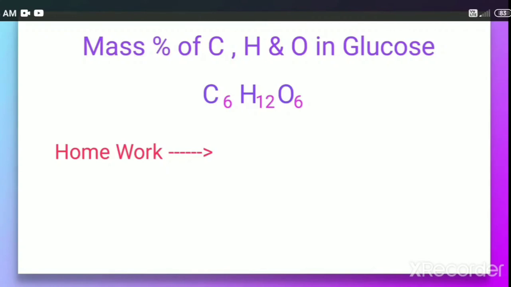So first you need to find out the mass percentage of carbon, then mass percentage of hydrogen, and then mass percentage of oxygen. You have to find them separately, and when you make the sum of the mass percentage of carbon, hydrogen and oxygen, it should be approximately 100. So all of you try this question in your notebook.